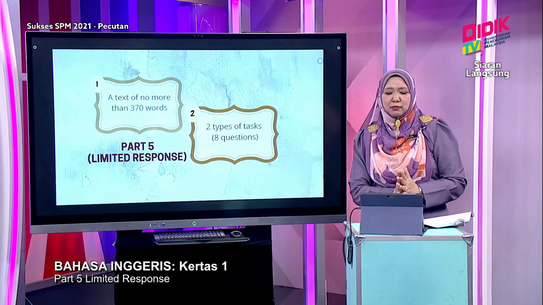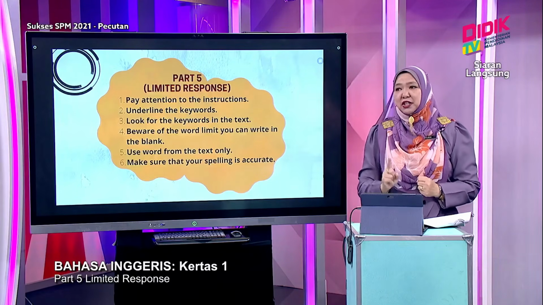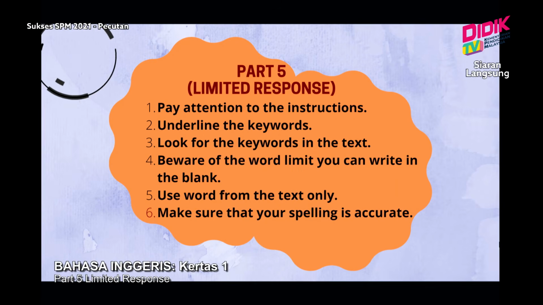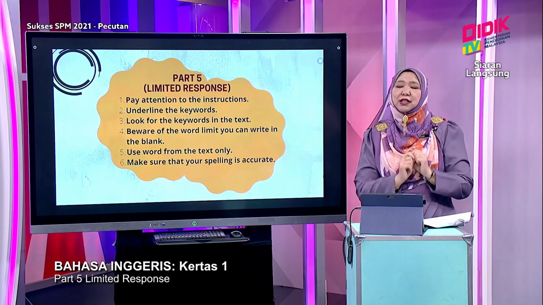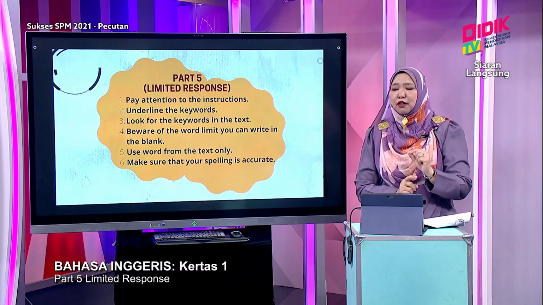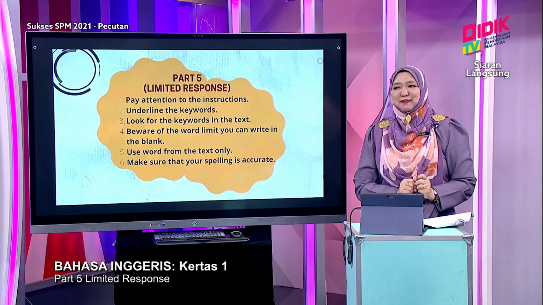First and foremost, pay attention to the instruction. For example, before this, we have Parts 1, 2, 3, and 4. It's very easy. 1, 2, 3 is MCQ, so you just circle the correct option. For gap text, you choose the correct answer or options. So for this one, please pay special attention to the instruction because both tasks have different instructions.